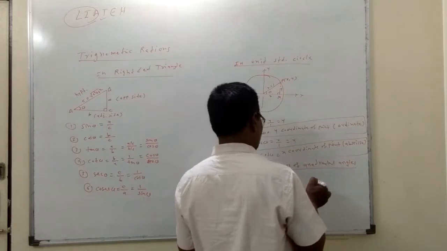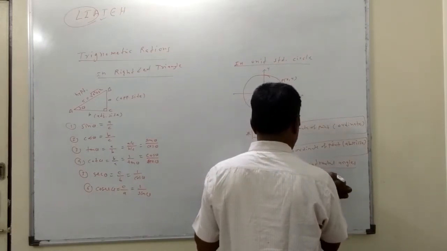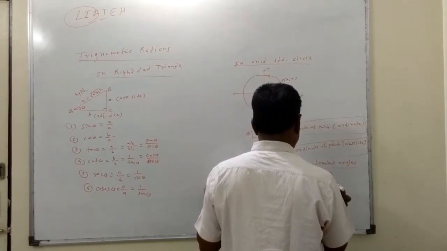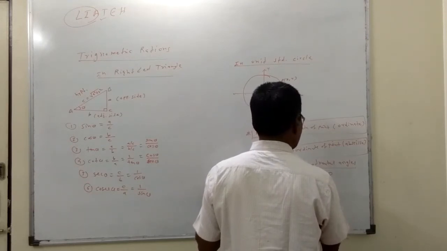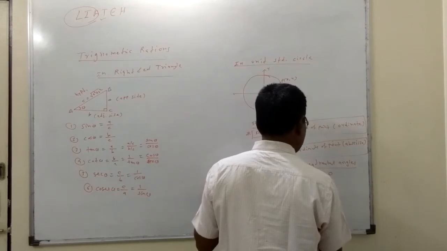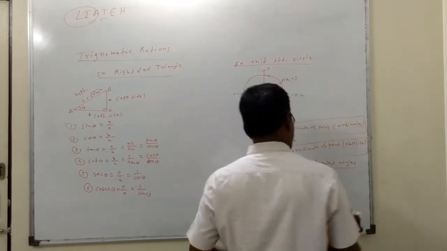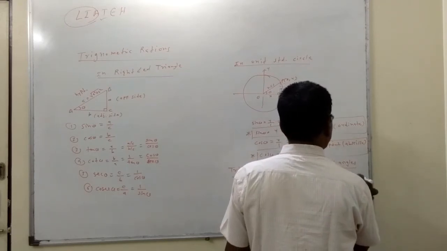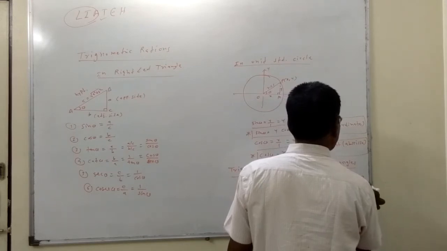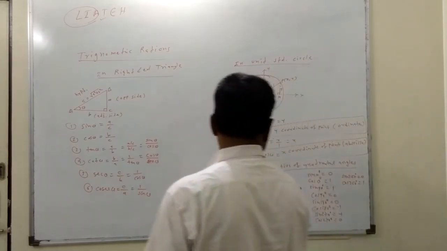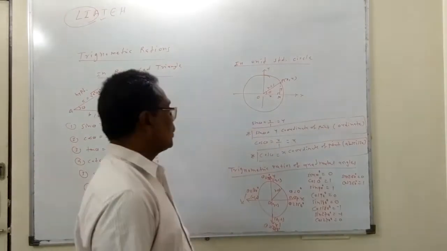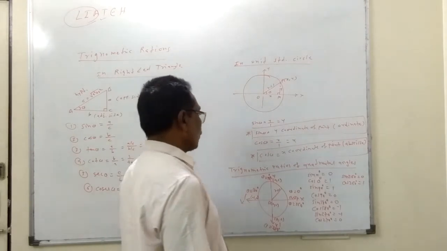Now you know sin theta is the y coordinate and cos theta is the x coordinate. So sin 0 degree is equal to y coordinate 0, cos 0 degree x coordinate 1, sin 90 degree y coordinate 1, cos 90 degree x coordinate is 0, sin 180 degree 0, and cos 180 degree is minus 1, sin 270 degree minus 1, cos 270 degree is 0, and similarly sin 360 degree is 0 and cos 360 degree is 1. So for these quadrantal angles, we very easily get the ratios by this definition which is defined in the unit standard circle, that is, sin theta is the y coordinate and cos theta is the x coordinate.